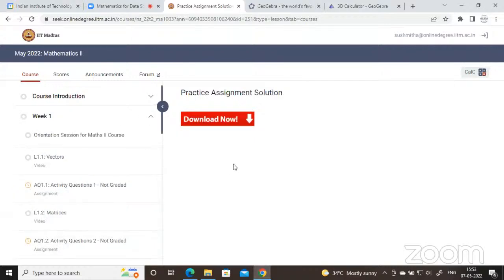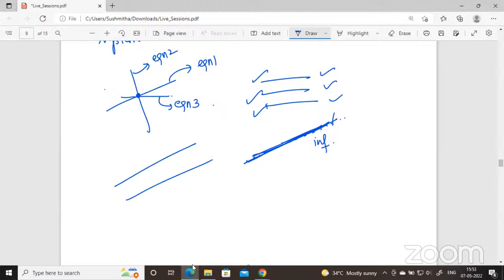Any other doubts? Hello, madam. Madam, if we take two matrices A and B, and we have seen that A into B is equal to 0. If A is a scalar matrix and B is a non-zero matrix, then A is equal to 0. Why only A is equal to 0? Why are we not saying B is also 0? No, B is given, it is non-zero. That's why.